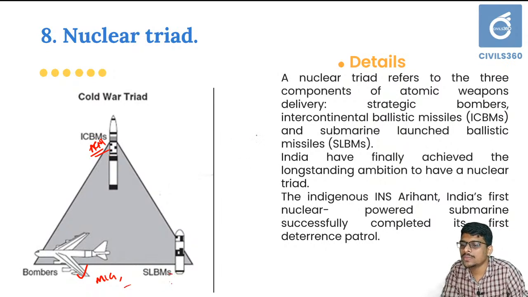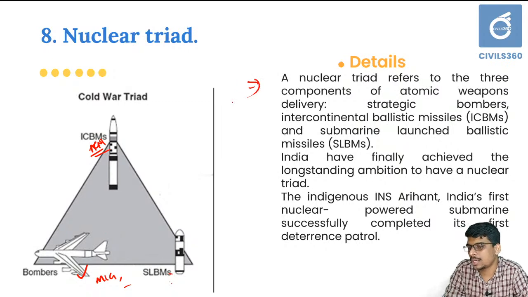Okay, the first one is, what do you mean by a nuclear triad? A nuclear triad refers to the three components of an atomic weapon delivery system.